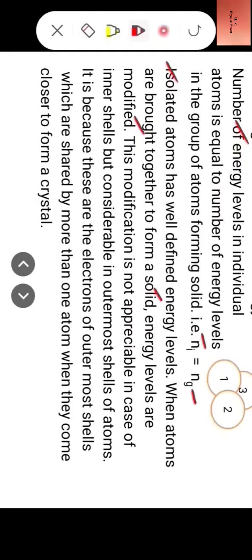This modification is not appreciable in the case of inner shells, but considerable in the outermost shells of the atoms. It is because these are the electrons of the outermost shells which are shared by more than one atom when they come closer to form a crystal.